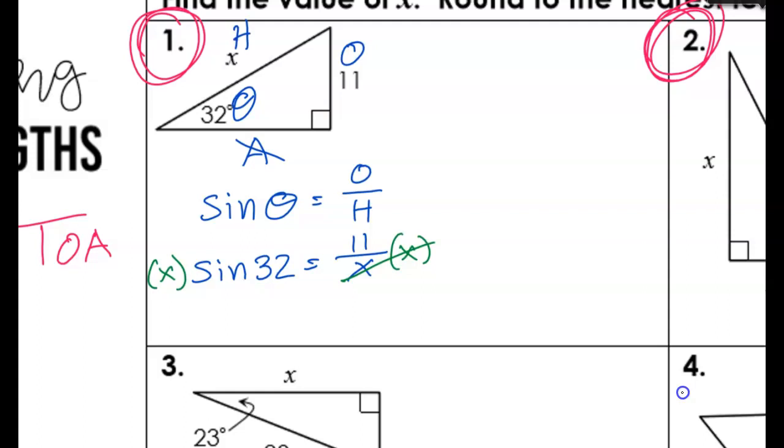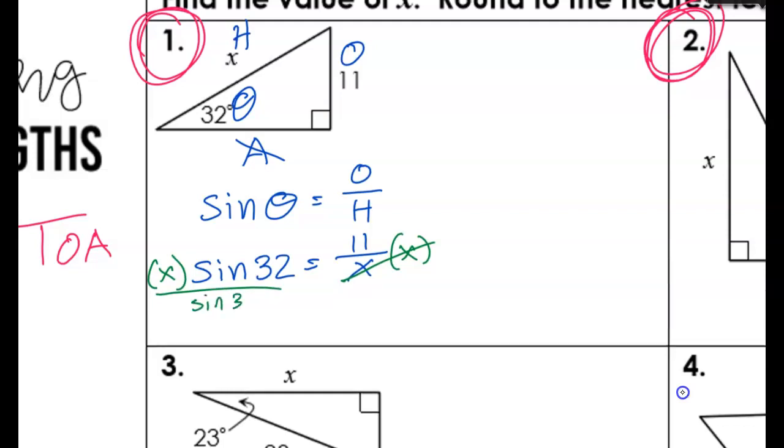How do we get the sine 32 off of the X? Right now, that 32 is tied to the sine. It's not just the number 32, it's the sine of 32, which is a drastically different number. You can think of this as one term. You can't separate those. So what do you have to do? Yes, divide both sides by sine of 32, and that will get it off of the X.